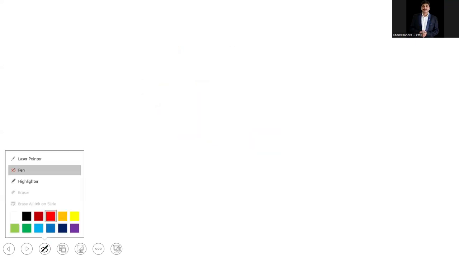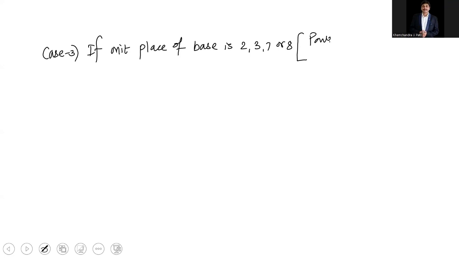Okay. चलो फिर लिख के लेते हैं इसको. So case number 3. If unit place of base is 2, 3, 7 or 8, now just write down here power cycle of 4. Or we can say cyclicity of 4. This is cyclicity of 4. Power cycle of 4.